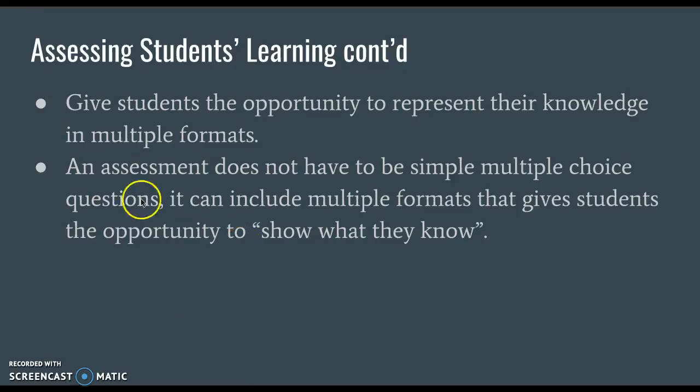And continue to give students the opportunity to represent their knowledge in multiple formats. As we know, not all students can present their knowledge in the same way. So giving students multiple formats will eventually be able to touch upon each one of your students and give them that opportunity to really show what they know. And as I said here, an assessment does not have to be simple multiple choice questions. It can include multiple formats that give students the opportunity to show what they know.